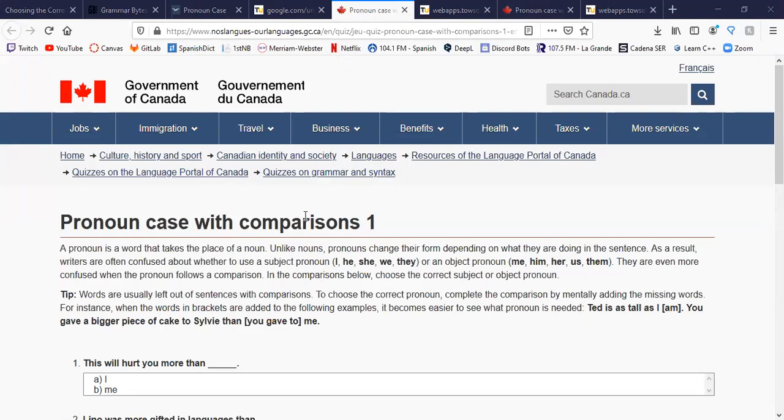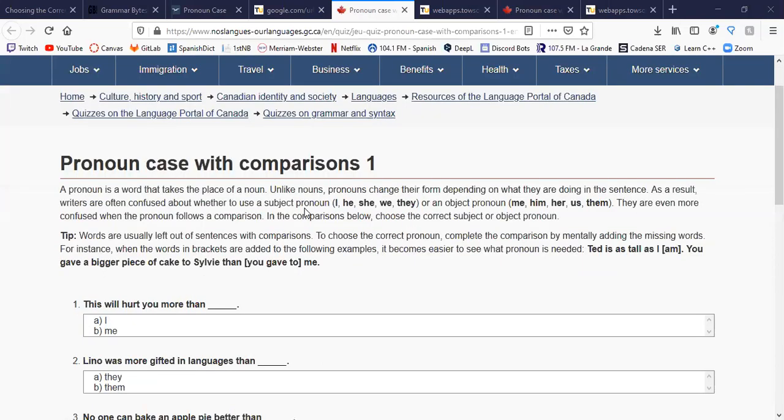So now we have comparisons, with the conjunctions than and as, which is what I was talking about earlier. So let's read this and then quickly do the lesson. A pronoun is a word that takes the place of a noun. Unlike nouns, pronouns change their form depending on what they are doing in the sentence. As a result, writers are often confused about whether to use a subject pronoun, I, he, she, we, they, or an object pronoun, me, him, her, us, them. They are even more confused when the pronoun follows a comparison, like than or as. In the comparisons below, choose the correct subject or object pronoun.